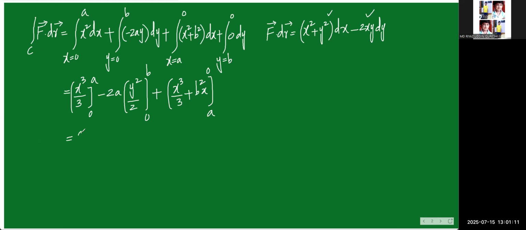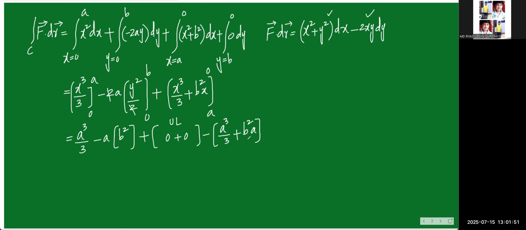Now upper limit minus lower limit is a cube by 3. For the lower limit we are not getting anything. 2 and 2 cancel. The y value is b square. For the lower limit we are not getting anything. Plus, upper limit 0 means this is 0, plus this is 0, minus the lower limit, in place of x we put a: a cube by 3 plus b square into a. Now finally it's a cube by 3.